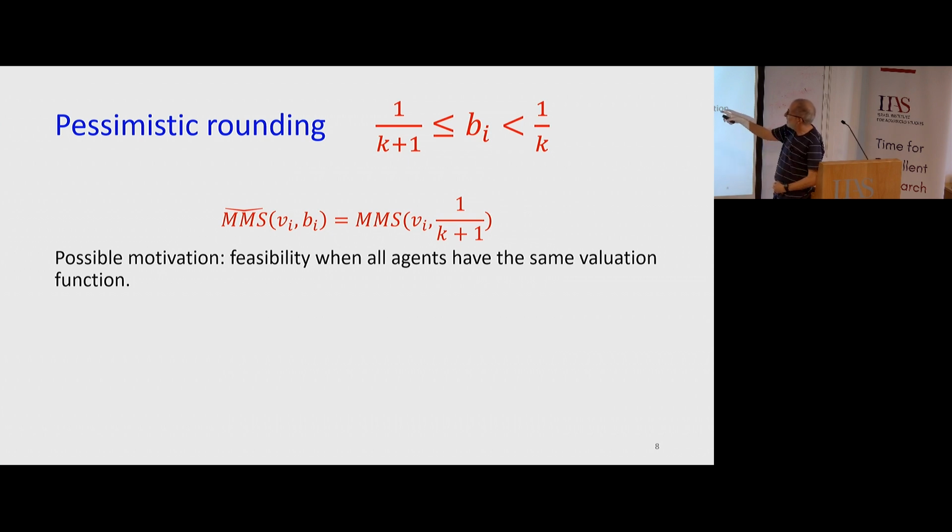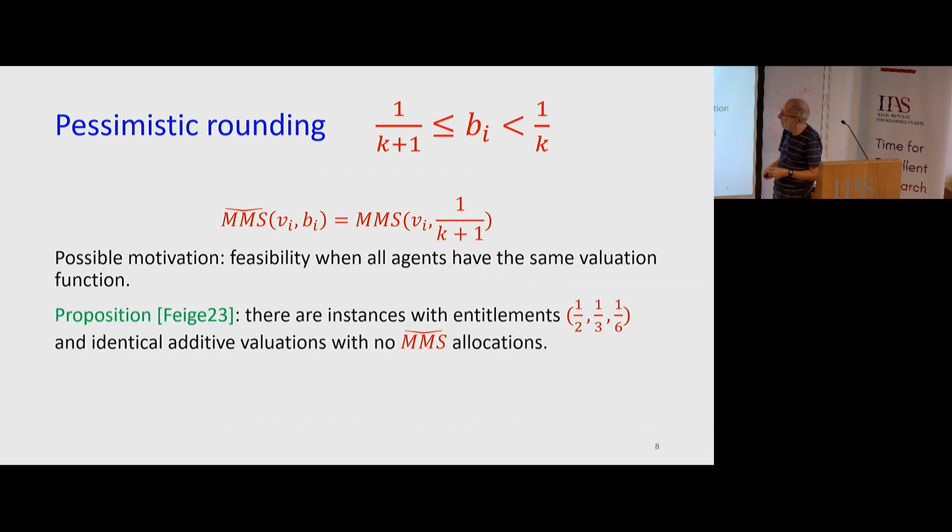Certainly, if you had indeed k plus 1 agents, each with entitlement exactly 1 over k plus 1 to begin with, the rounding down would have no effect. You just keep your original entitlement, and indeed this share would be feasible if all agents have the same valuation function. So this is some possible motivation for this rounding down. However, it does not quite work.